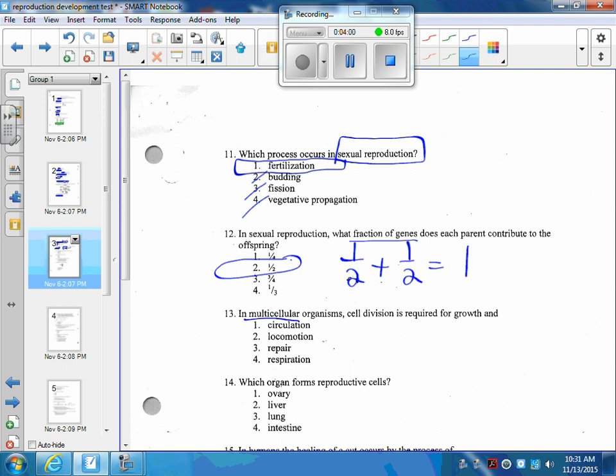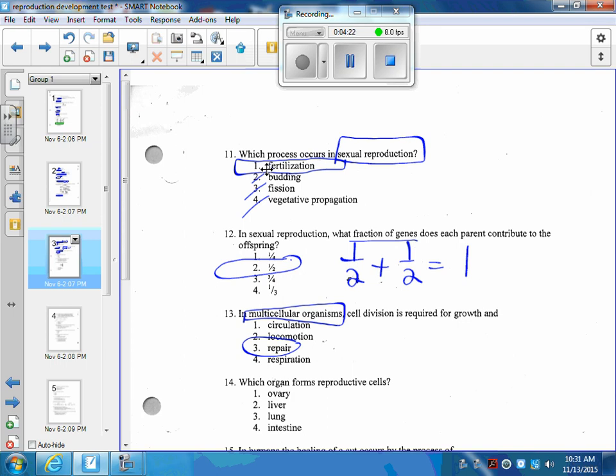In multicellular organisms, cell division is required for growth and repair. If the cell is dividing in a multicellular organism, you're just repairing your cells. You're not making a whole new person. Oh, sorry, I'm going to grow off a piece of my arm and give another person. No, if I cut myself, I'm going to repair it by making new cells.